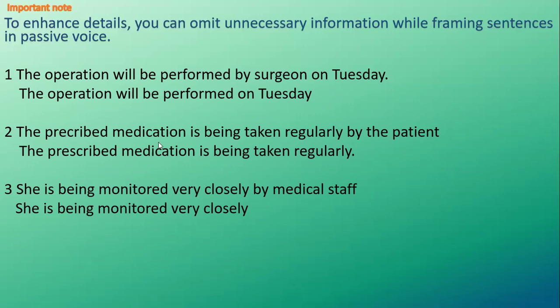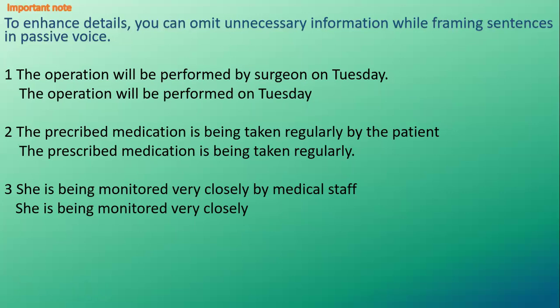Rather than saying prescribed medication is being taken regularly by the patient, we can say prescribed medication is being taken regularly. Rather than saying she is being monitored very closely by medical staff, because this was an obvious piece of information, we can simply say she is being monitored very closely. Because it's obvious that if she's in the hospital, who else will be observing or monitoring her? The staff only. So we concise or summarize information. We don't write every part of the sentence.